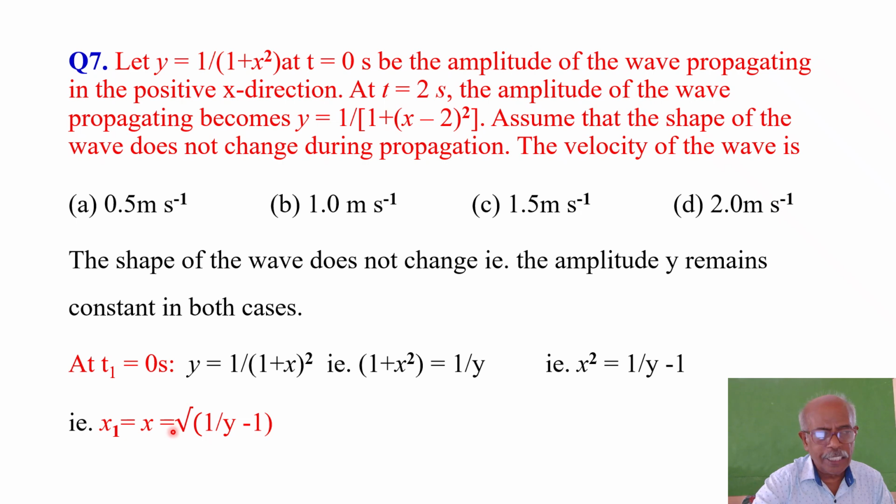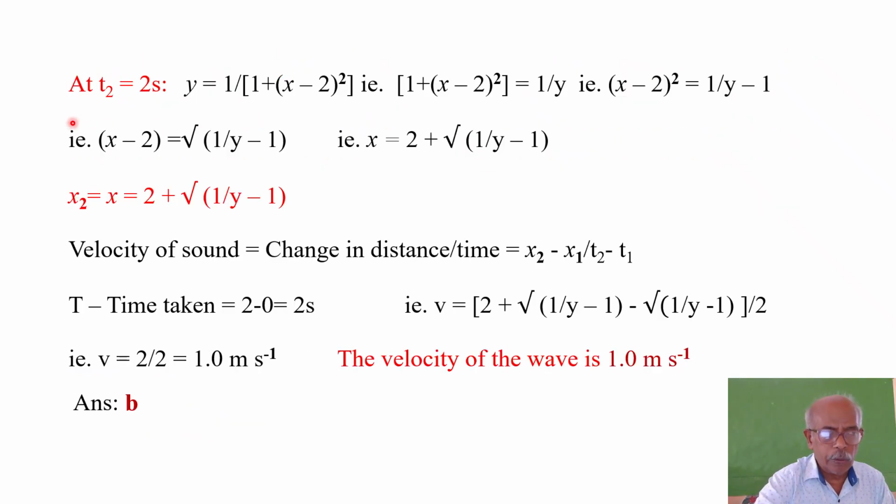We represent it by x1 because this is the position of the wave at a time t1, which is equal to 0 seconds. This is the position of the wave x1, and this value is root of 1 by y minus 1. Similarly, you can write an expression for x2 for the wave when t2 is equal to 2 seconds. t1 is 0, t2 is 2 seconds.